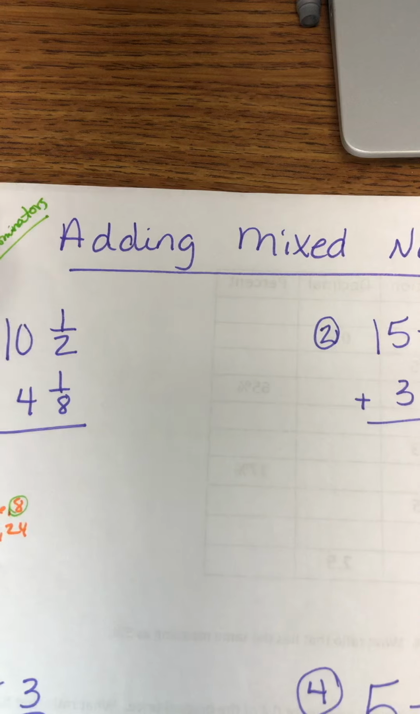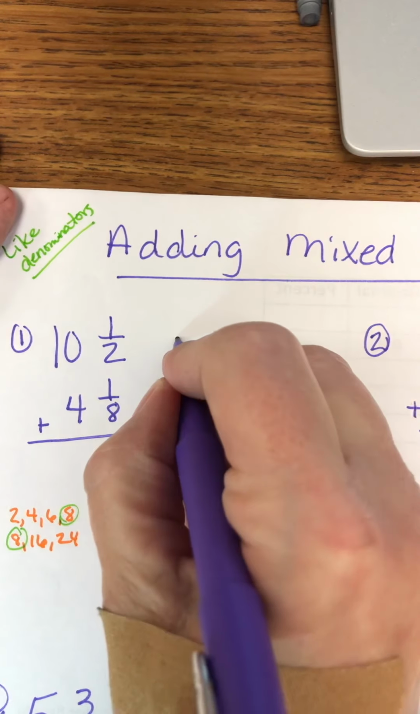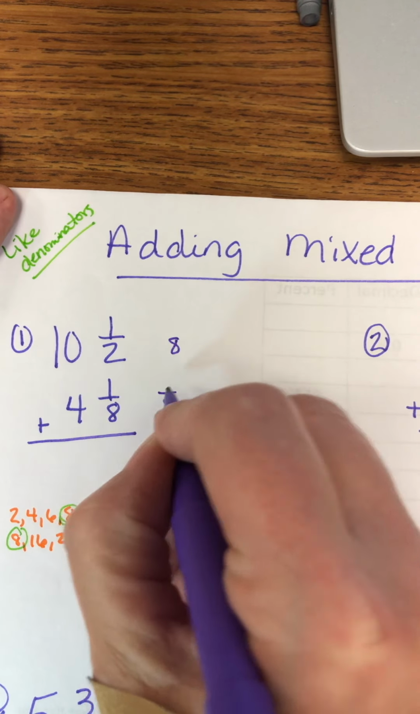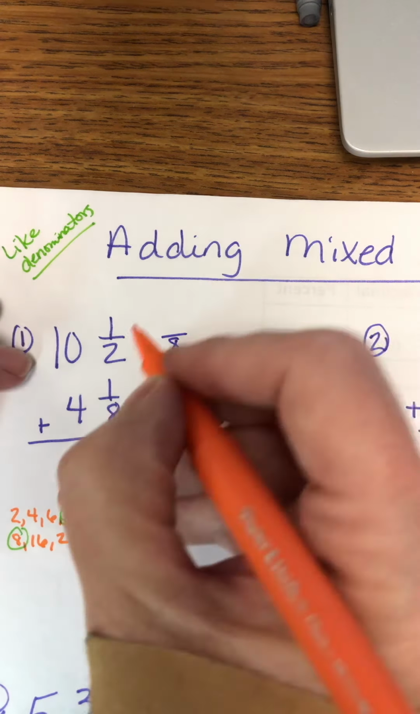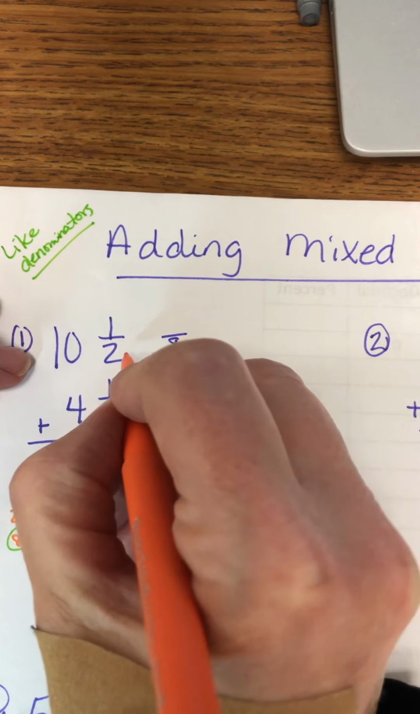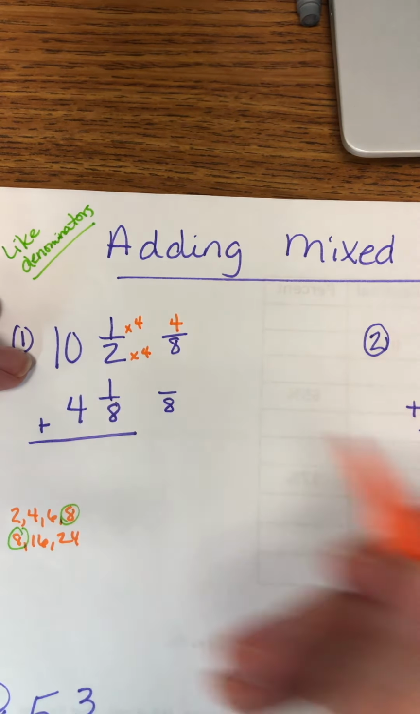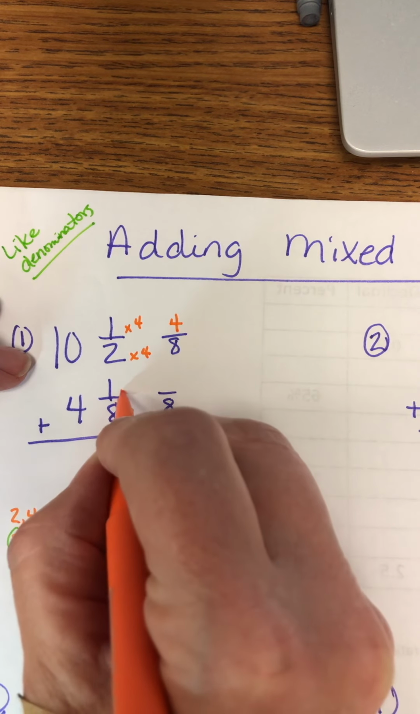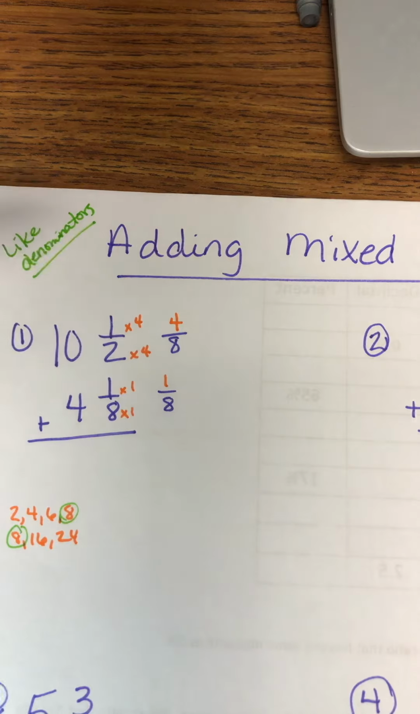So now we're going to rewrite these fractions. And 8 is our new denominator. Now remember, if you change the denominator, you have to change the numerator. So you go from 2 to 8, you multiply by 4. And this one didn't change, so we're multiplying by 1. So now you have your new fractions. So now we're just going to add them up.